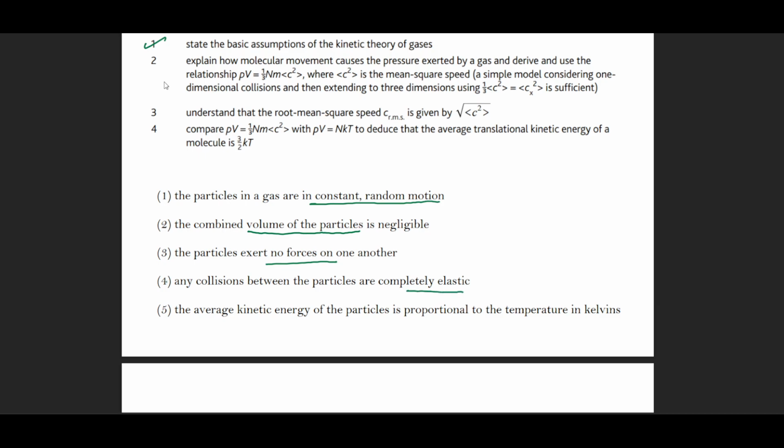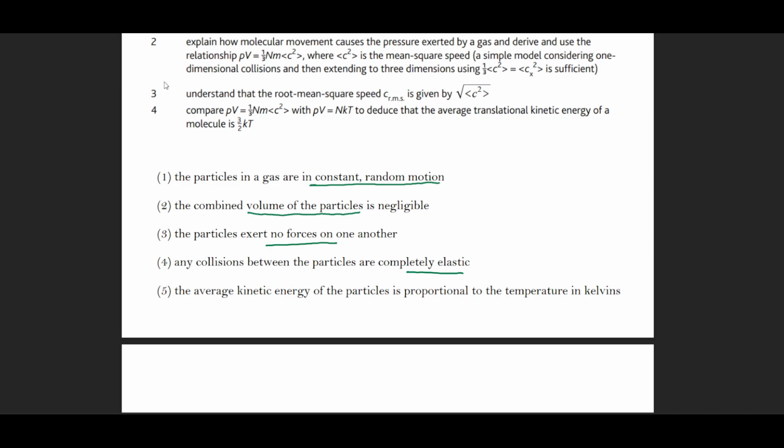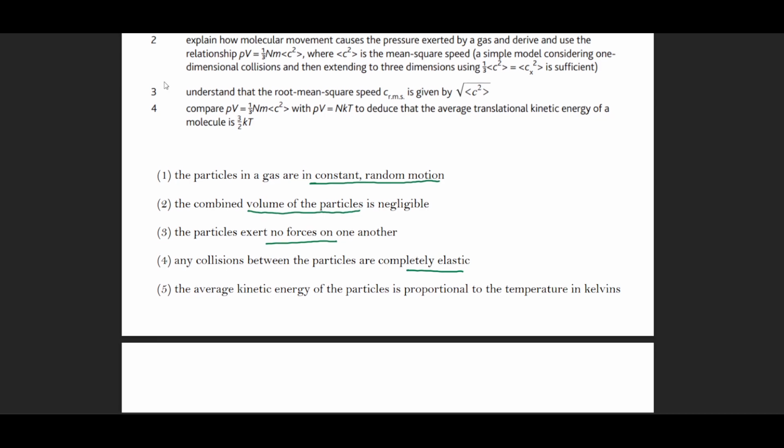Any collisions between them are perfectly elastic, which means that they can exchange energy with each other without losing energy to the system or due to the collision. In real life, if two objects collide, they might lose energy in terms of deformation, sound, or thermal energy. But in this case, they're not losing any energy during or due to the collisions.